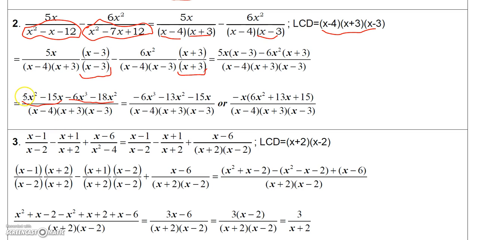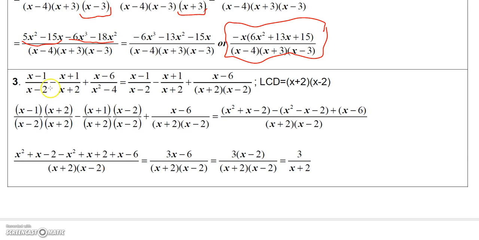Now just collect like terms. So I have minus 6x cubed, and then I have minus 18x squared plus 5x squared. That's going to give me minus 13x squared, and then minus 15x. Now what I could do here is factor a negative x out of this, and I get 6x squared plus 13x plus 15, and that's as far as I can simplify that. Okay, you can check this to see if it'll factor, but I don't believe it will factor.